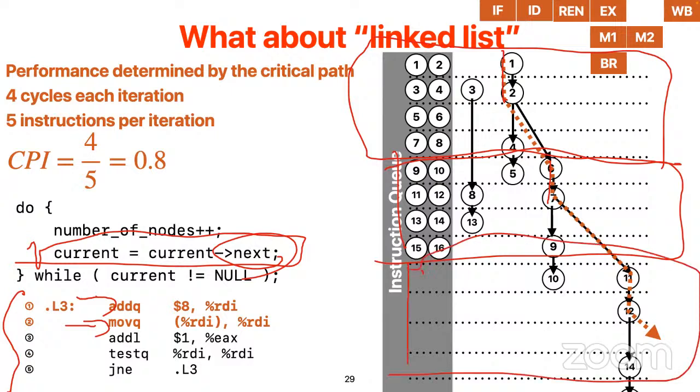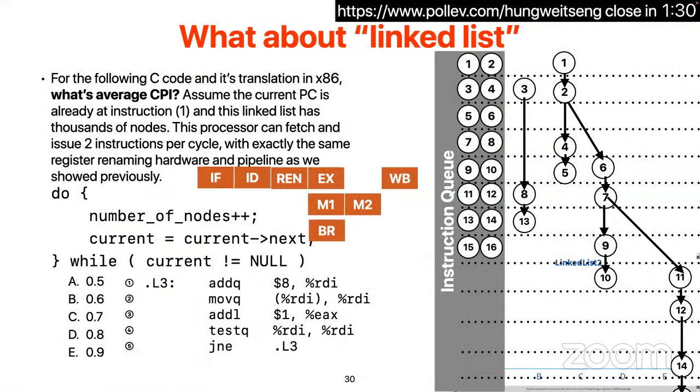So it turns out if each iteration takes 4 cycles and each iteration has 5 instructions, the average CPI for this piece of code will be 0.8 for the given pipeline. And remember, what's the minimum CPI that we can achieve on this pipeline? 0.5. So we are far from there if you have code like this.